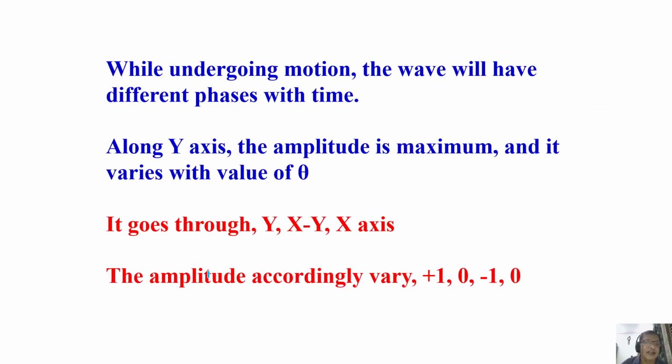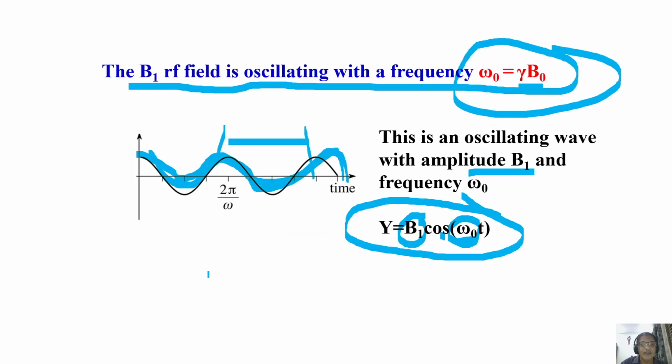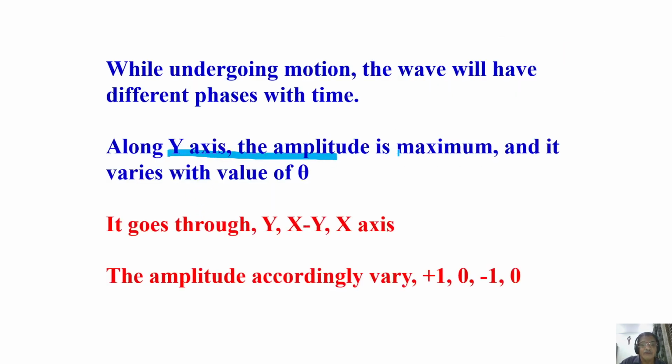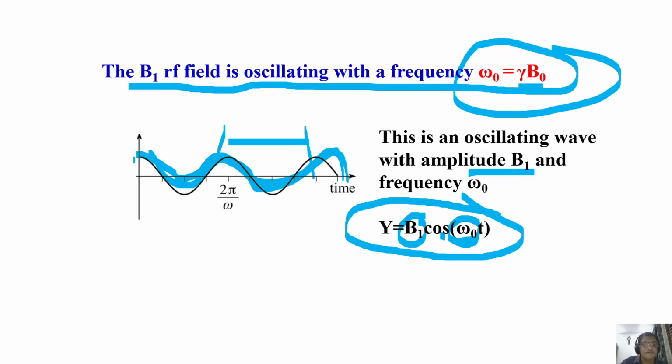Now what happens while it is undergoing motion? The wave will have different phases with time. Remember, it starts along the y-axis. When it is along the y-axis, the amplitude is maximum, and its value varies with the value of theta. Let us see what it is. It starts, let us say, along the y-axis. It is a maximum value. At theta equal to 0, cos 0, let us say t is 0. We are talking about time now. At time t equal to 0, cosine of 0 is 1, so the y is maximum amplitude, B1, right?